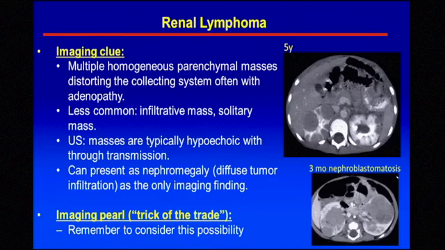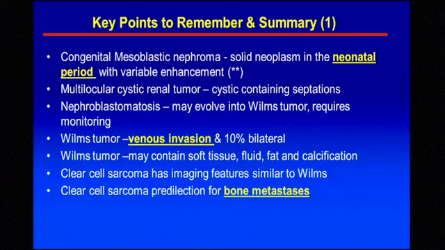Imaging clues: these tend to be multiple, homogeneous parenchymal masses that distort but don't invade the collecting system. Less commonly, but sometimes, they can simply occur as an infiltrative mass or with enlargement of the kidney itself. They tend to be hypoechoic on ultrasound with through transmission of sound because they have such a homogeneous cellular nature, and they can present just as big kidneys due to diffuse tumor infiltration as the only imaging finding. So remember to consider this possibility.